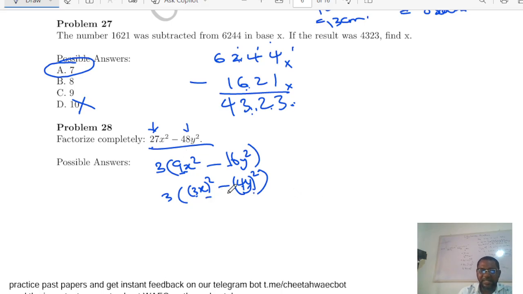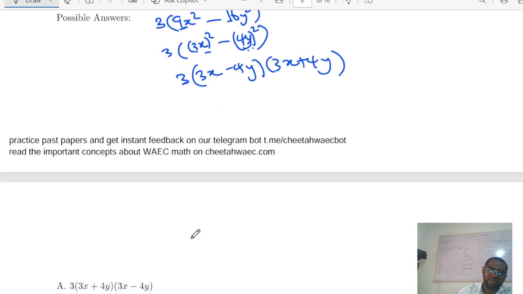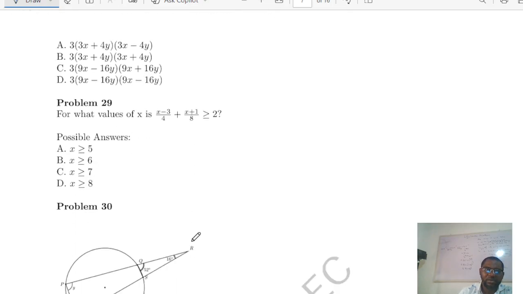So this represents difference of two squares, and I think we've done a question like that earlier. So this will be 3 into, difference of two squares means 3x minus 4y into 3x plus 4y. That's the answer to this question. So 3 into 3x plus 4y, 3x minus 4y, that is the answer. Very easy. Okay? So the next question here is an inequality question.